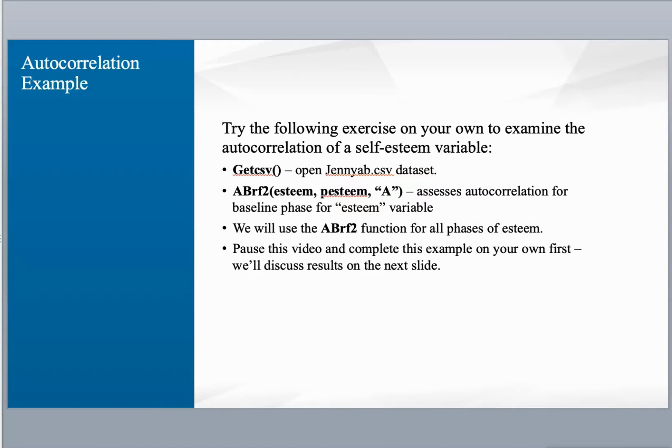And then the command to calculate autocorrelation would be the ABRF2, and we'll test it for the variable self-esteem, which we have as esteem and p-esteem, and here is the exact command you would use to assess for autocorrelation in the baseline. And the ABRF2 will be used in all phases, including the intervention phase. We would just swap the A out for a B. So go ahead, pause the video for a minute and take a look at what you see.